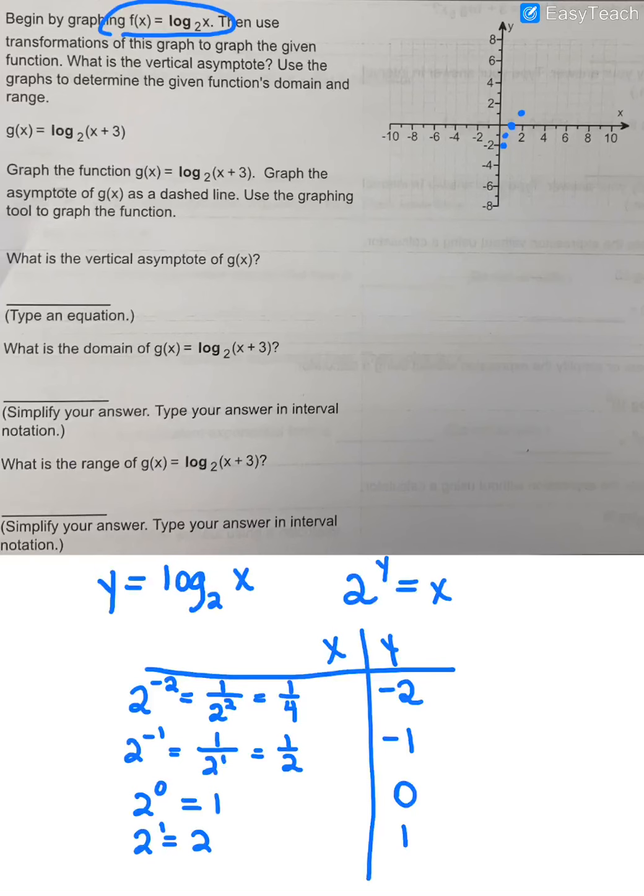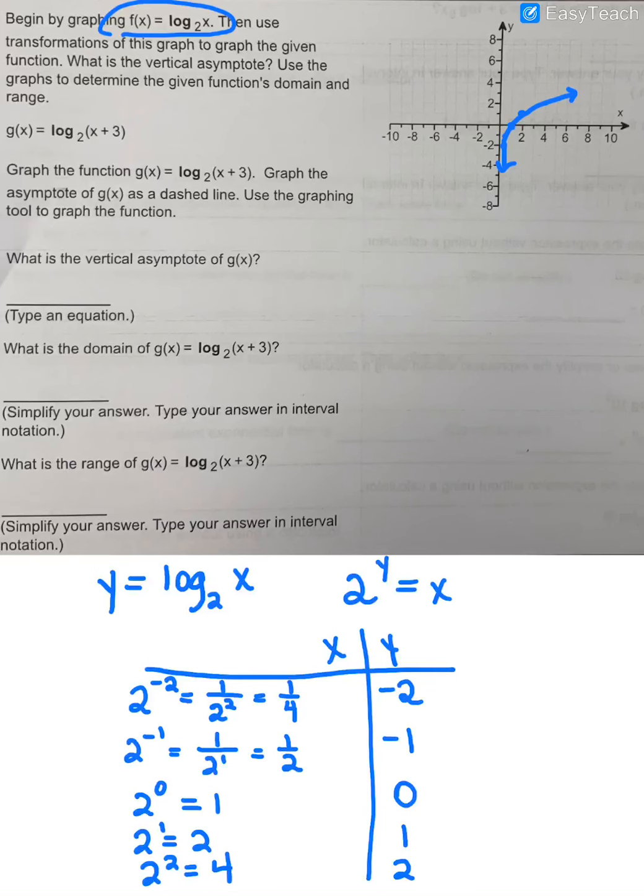And then when y is 2, 2 squared would give me 4. So that would be the point (4, 2). So this would represent the graph of the log base 2 of x.